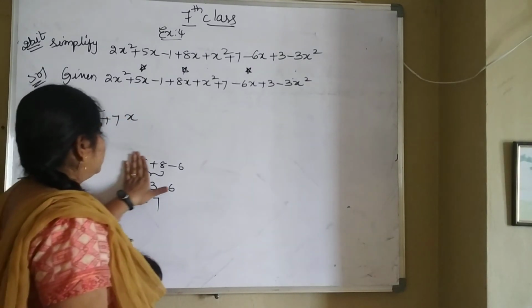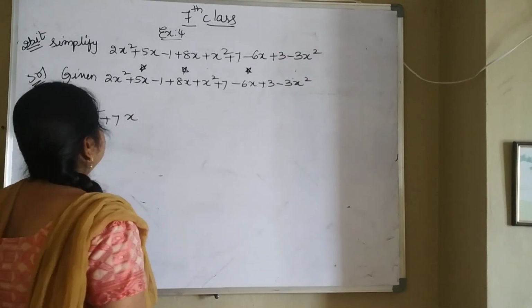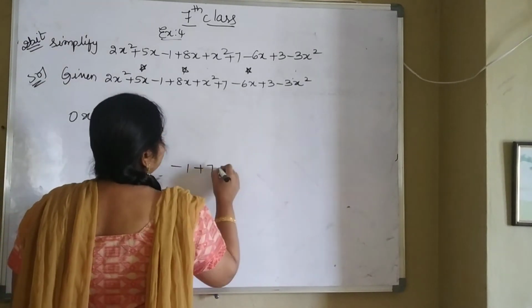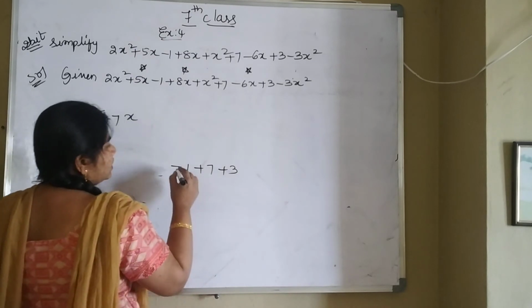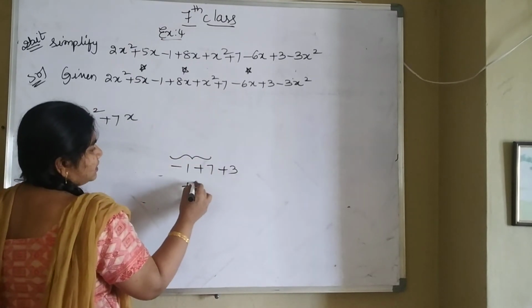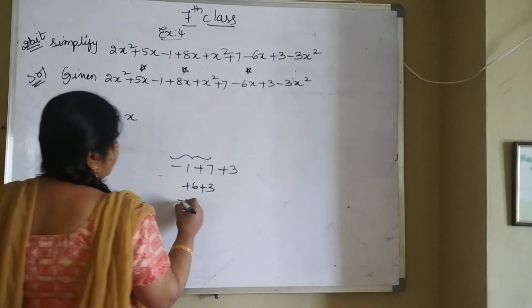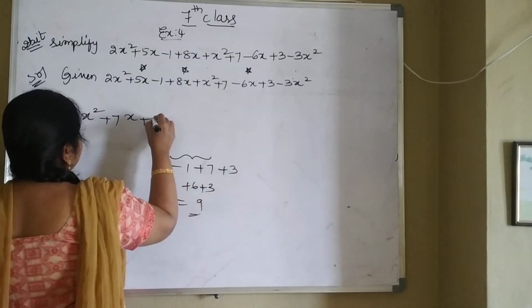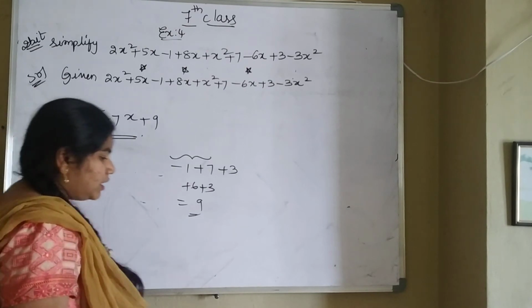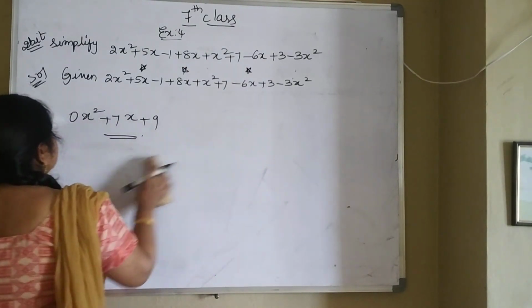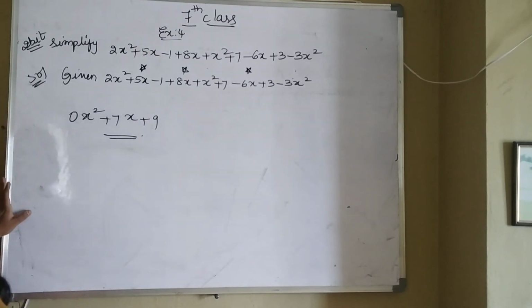Now coming to constant values. What are constant values? Minus 1 plus 7 plus 3. So minus 1 plus 7 will be plus 6 and here plus 3 as it is. So 6 plus 3 will be 9. So you got plus 9. So what is the result here? Result is 0x square plus 7x plus 9.